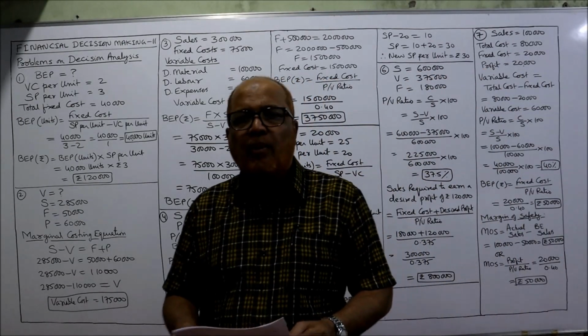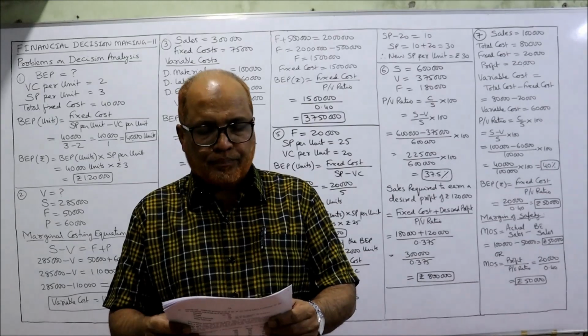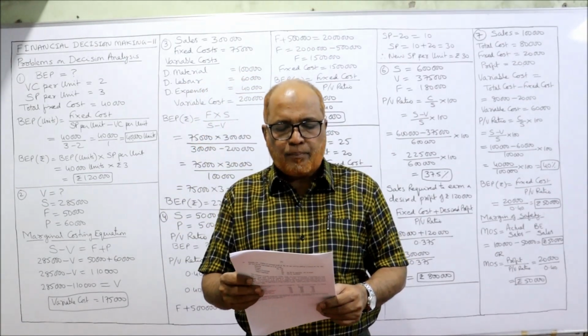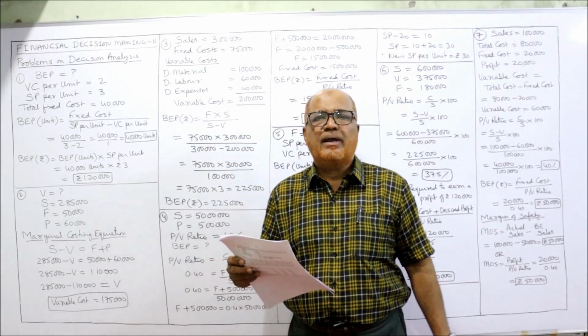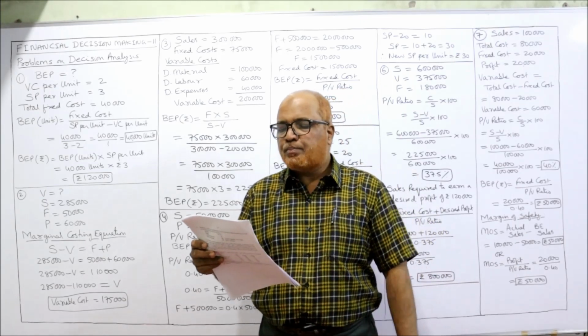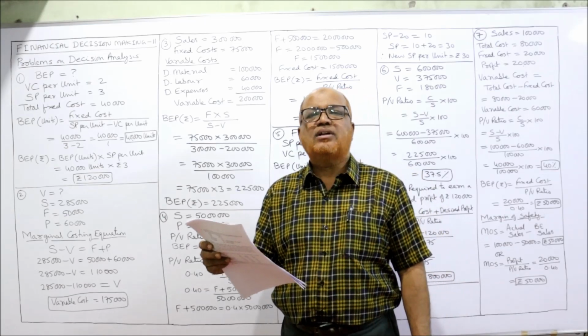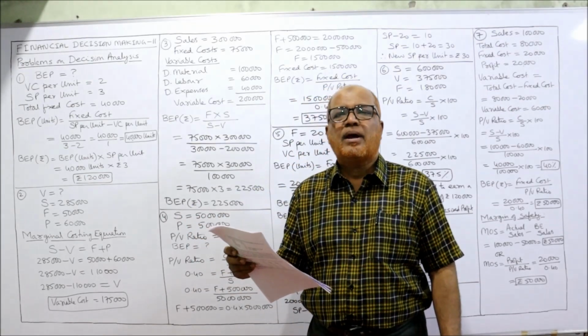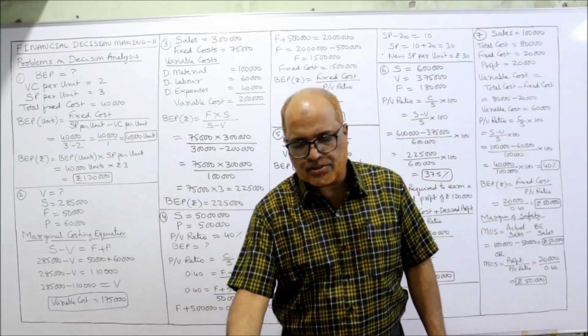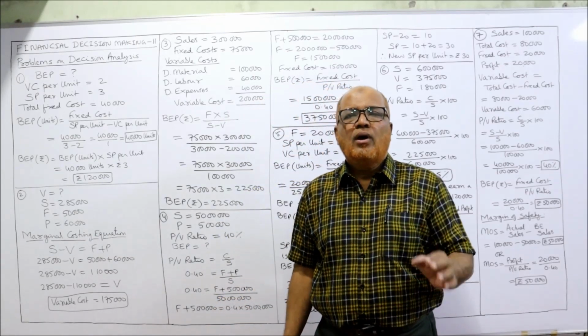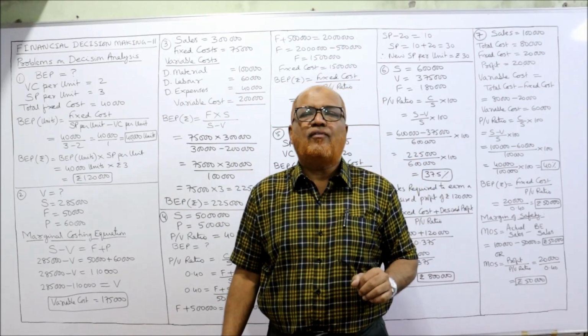Now, see the problem number 1. First problem. Calculate break-even point. BEP stands for break-even point. When variable cost per unit is 2 rupees, total fixed cost 40,000 rupees, and selling price per unit 3 rupees. It's a very easy problem. The only thing is, you have to remember the formula.